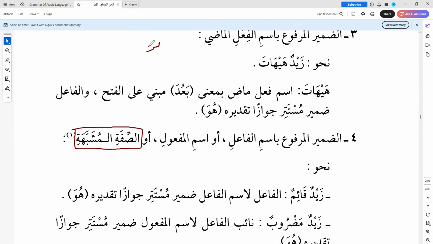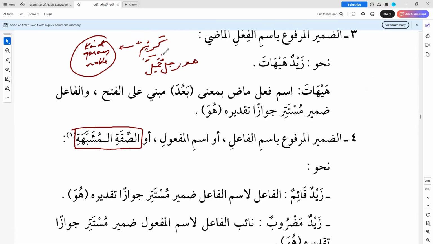So when you say somebody is Kareem, Kareemun, it means he's kind or generous or maybe noble. These are qualities that are permanent. So it's sifatul mushabbaha. Or you say somebody's Jamil, Rajulun Jamilun, meaning he's handsome. Handsome is a permanent attributive quality. It's not going to change. If you are handsome, you're handsome forever.